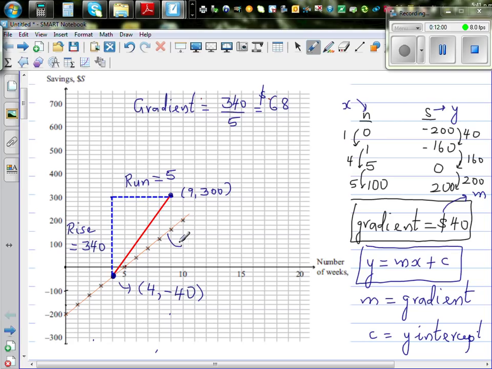Let me come back to this question. The gradient of this orange line was $40. So when the gradient was $40, what was 40? 40 was his saving. That was the rate at which he was saving. In this case, you can say this is the new rate of saving. So he's saving $68 now instead of $40. So this is the new rate of saving.